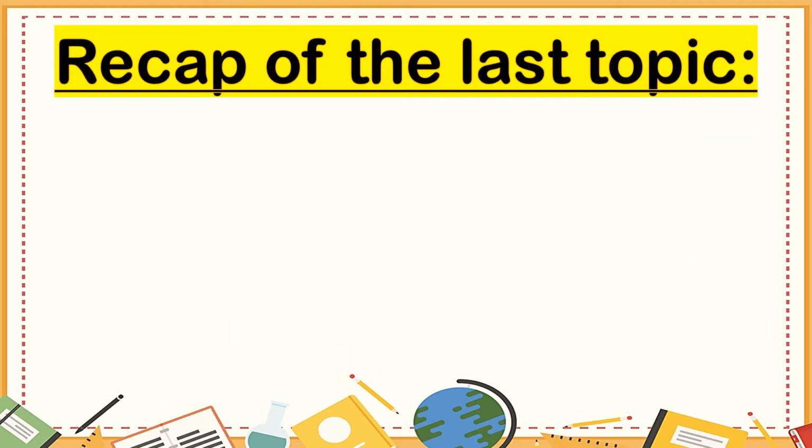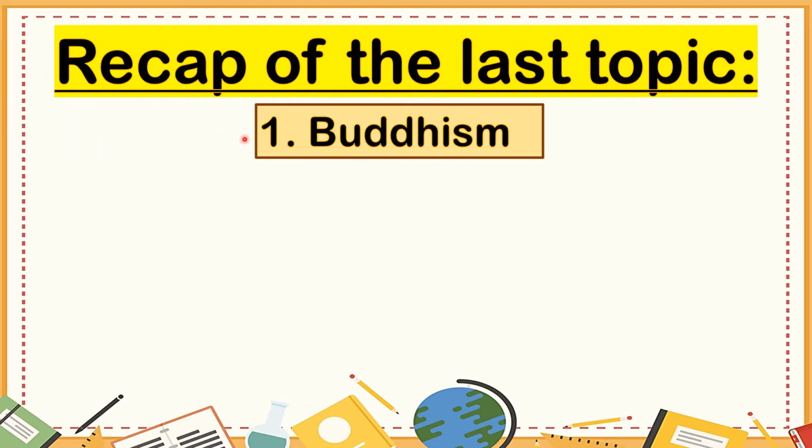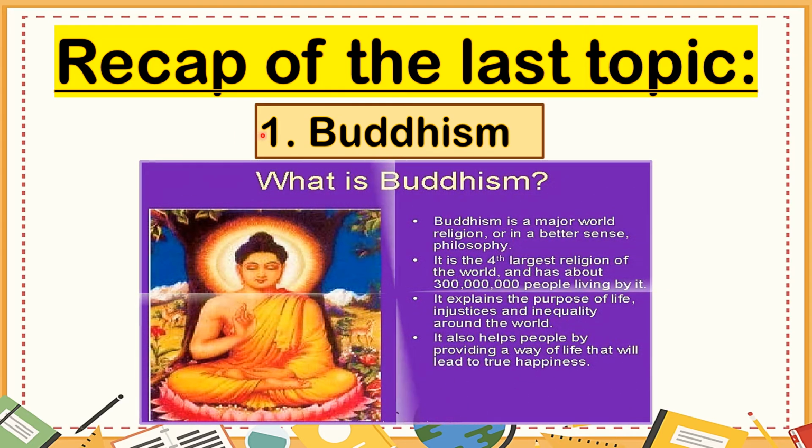Before we proceed with our online review, let's have a short recap of the last topic that we discussed last Thursday. We discussed Buddhism. What is Buddhism? Buddhism is a major world religion, or in a better sense, philosophy. It is the fourth largest religion of the world and has about 300 million people living by it. It explains the purpose of life, injustices, and inequality around the world. It also helps people by providing a way of life that will lead to true happiness. That's the only topic we discussed last Thursday.